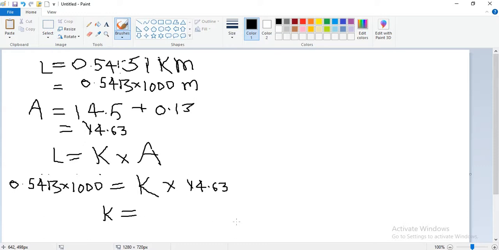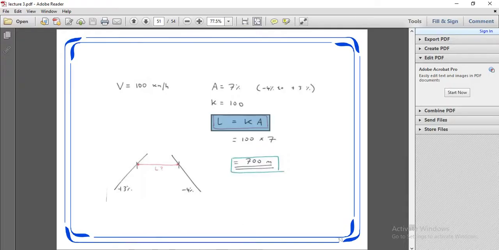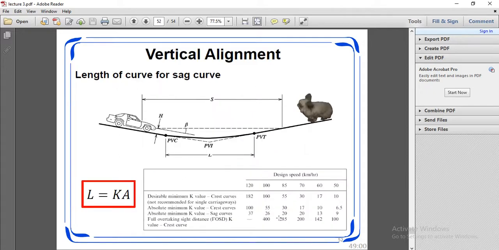divided by 14.63. So it is 36.99. So the value of K is 36.99, which means K is approximately 37.